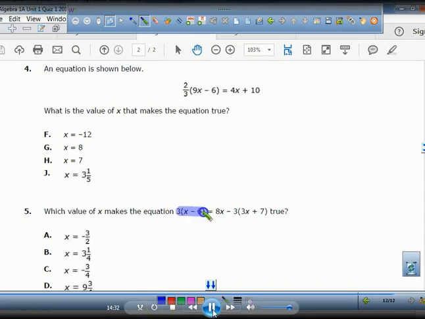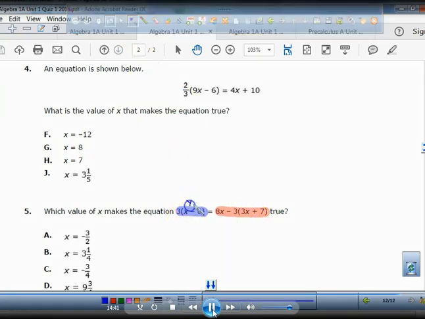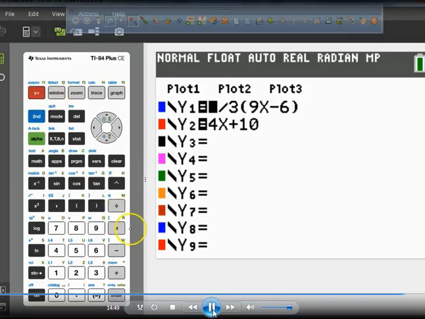We're going to highlight that and call it our y1. Highlight this and call that our y2. Let's go to your graphing calculator. Hit the old y equals. Type this in, do it with us. Clear those out. Type those in. 3 parentheses. There we go.